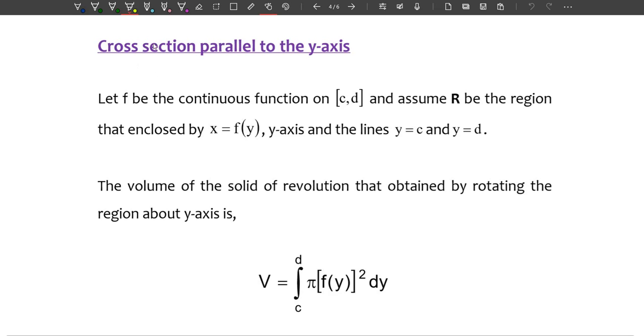So right now it will be the volume by this method when the cross section is parallel to the y-axis. Okay, so let f be a continuous function on the interval c to d, and we assume that R is the region enclosed by x equal to f(y), the y-axis, and the lines y equal to c and y equal to d. Therefore, the volume of the solid of revolution obtained by rotating the region about the y-axis is V, where V is equal to the integral from c to d of f(y) squared with respect to y.